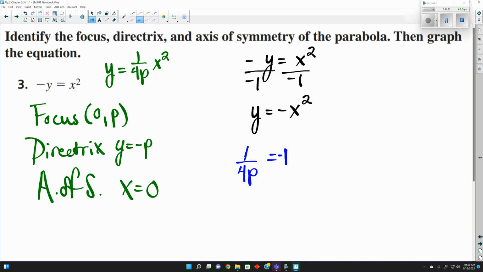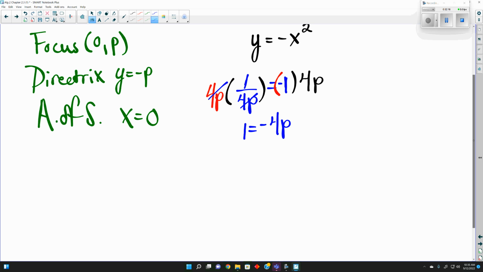Questions on this so far? Yep, first step, multiply both sides by 4p. Because here the 4p and 4p will cancel, giving us 1 is equal to negative 4p. Now what can we do? Divide both sides by negative 4, telling us p is equal to negative 1/4.